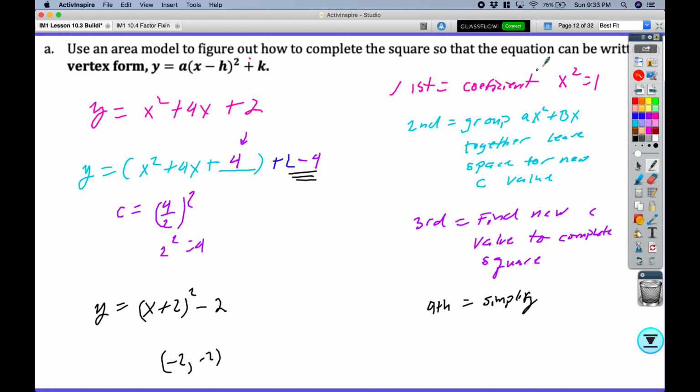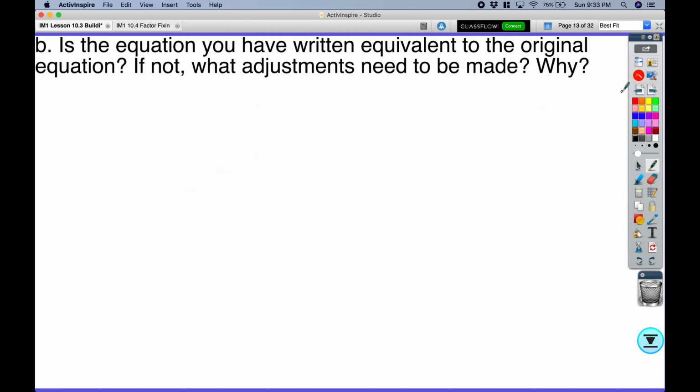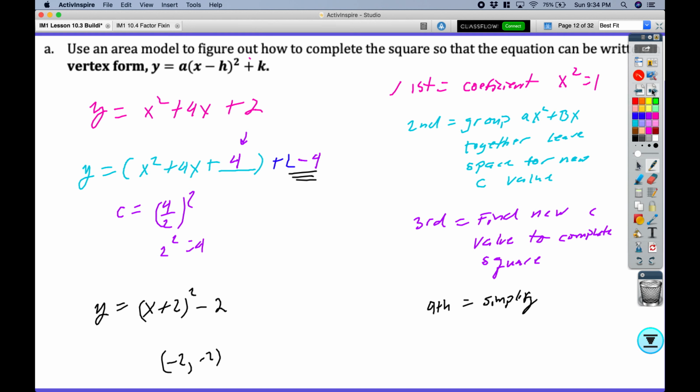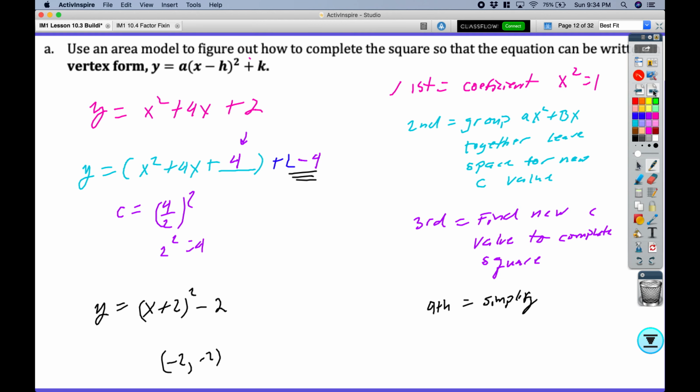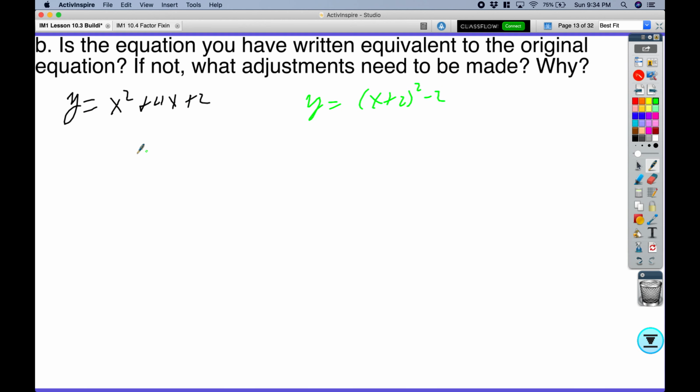So we're going to do a bunch of these, okay? So we're going to look at these shortly. So it says, is the equation you have written equivalent to the original? Now the original one was y equals x squared plus 4x plus 2. And in vertex form, it was y equals x plus 2 parentheses squared, minus 2. All right, so are these equivalent?